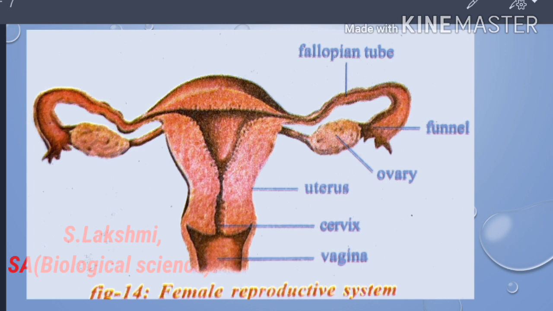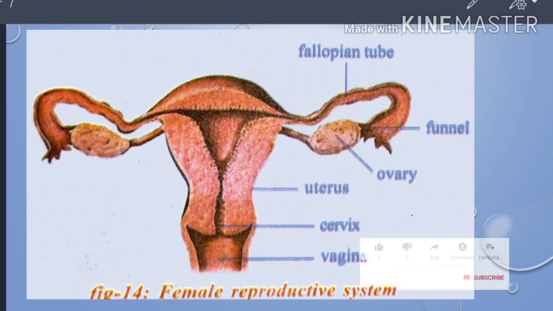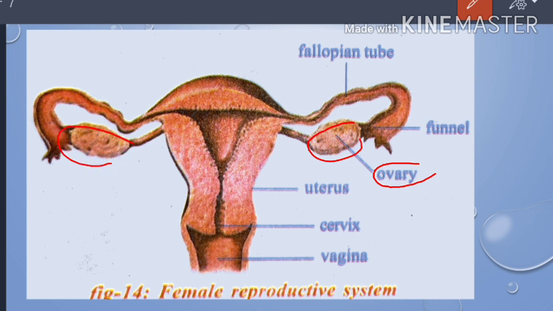Today the topic we are going to learn is the female reproductive system. In this video we will learn what parts are present in the female reproductive system and their functions also. Let's see what parts are present in it. There is mainly one pair of ovaries. So this is the ovary. The ovaries are located in the abdominal cavity.